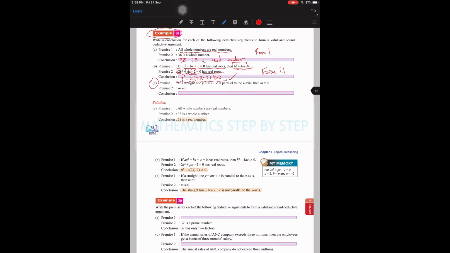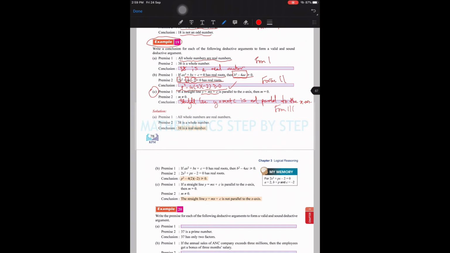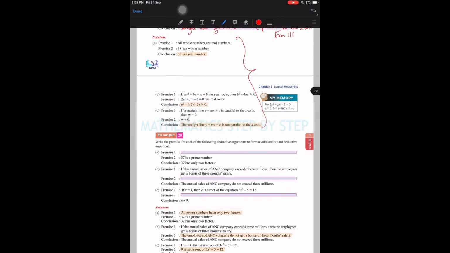Okay, let's proceed with part C. If a straight line y equals to mx plus c is parallel to the x-axis, then m equals to 0. Then premise 2, m is not equals to 0. So straight line y equals to mx plus c is not parallel to the x-axis, okay? So this is in form 3. Okay, you can refer to the answers given here.